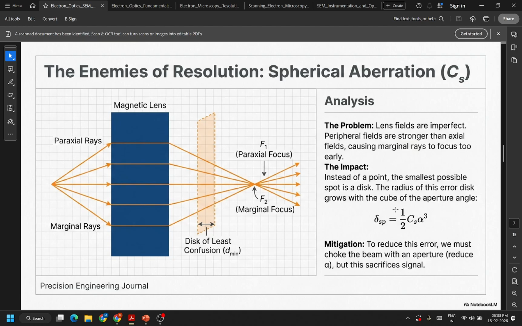The radius of this error grows with the cube of the aperture angle, which is delta sp equals 1 by 2 Cs alpha cubed. So if we want to reduce this error, we must reduce the beam with an aperture to reduce alpha, but by reducing the beam, you sacrifice your signal intensity.